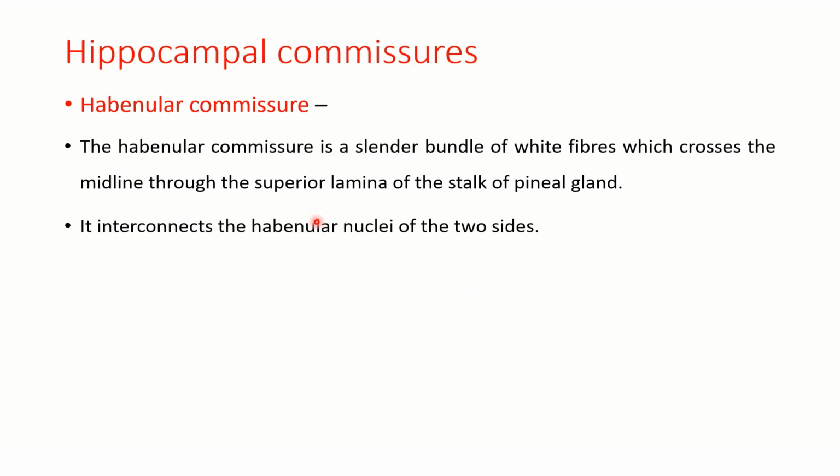Hippocampal commissure and habenular commissure. So habenular commissure is a slender bundle of white fibers which crosses the midline through the superior lamina of the stalk of the pineal gland. It interconnects the habenular nuclei of both sides.